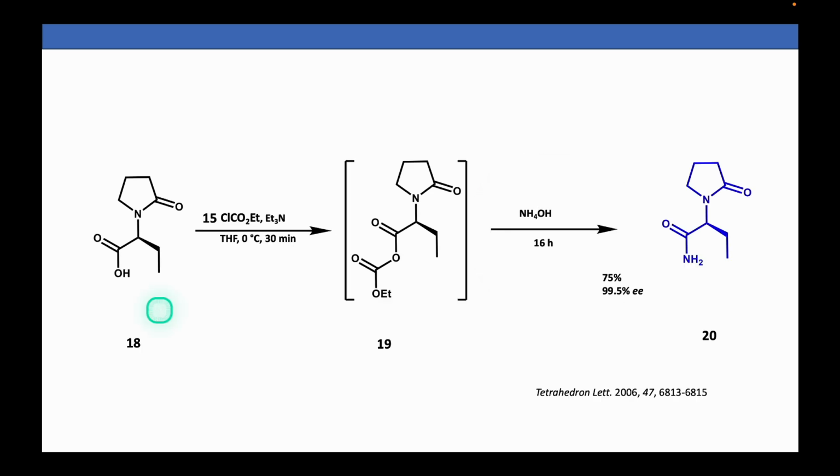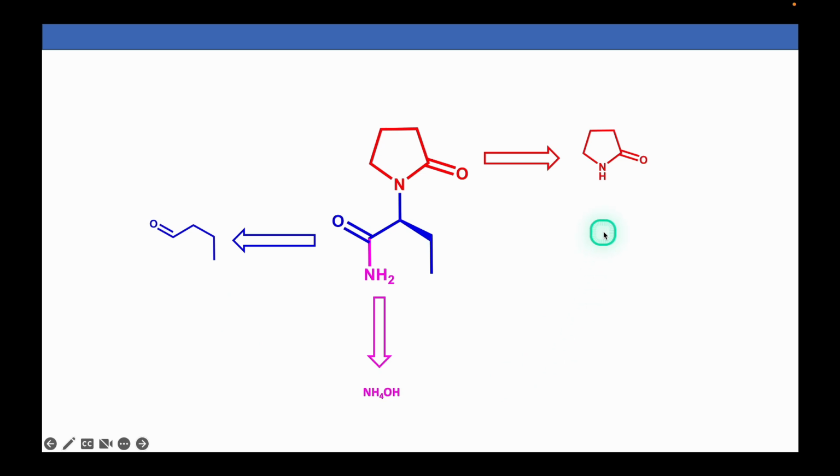Finally, carboxylic acid 18 is converted into mixed anhydride 19 by treatment with ethyl chloroformate. And without isolating, ammonium hydroxide is added to the reaction medium to prepare the final product with 75% yield and 99.5% enantiomeric excess. In summary, here are the raw materials that contribute to the structure of the final product.